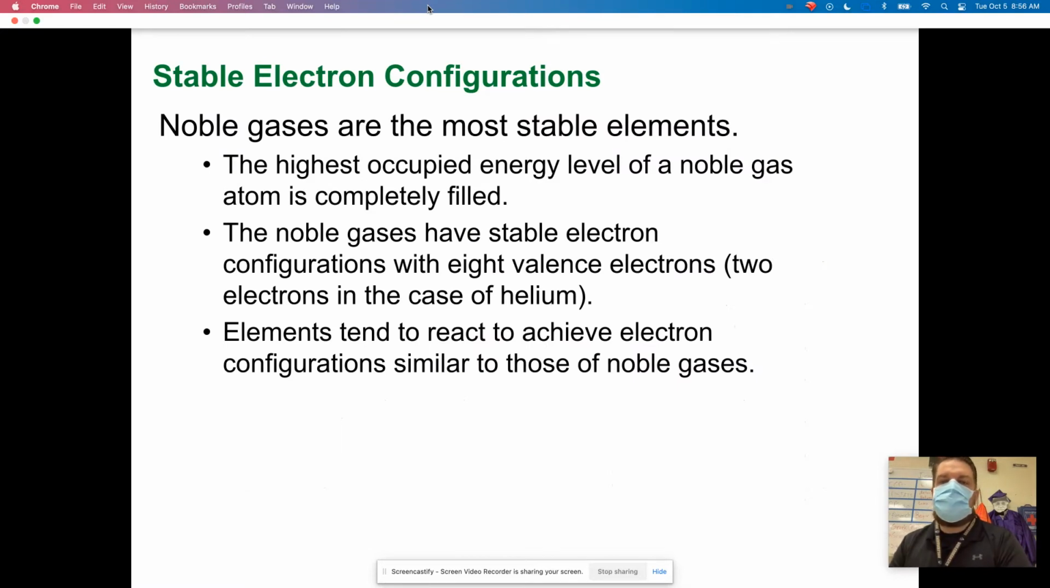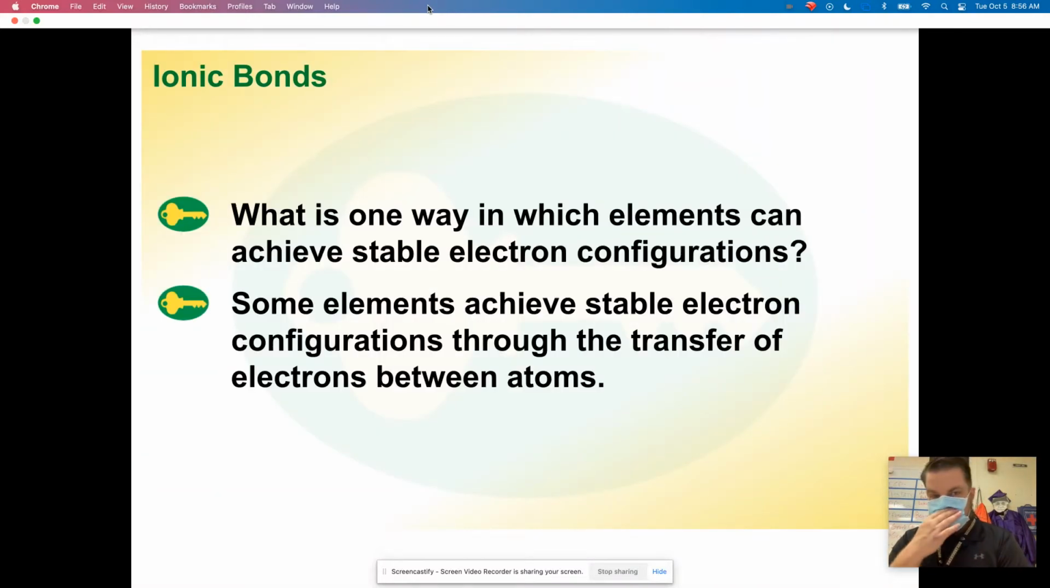The highest occupied energy level of a noble gas atom is completely filled. In other words, it has 8 valence electrons. That's the magic number. The noble gases have stable electron configurations with 8 valence electrons, 2 electrons in the case of helium, because that first ring can only hold 2 electrons, but it's stable is the point. Elements tend to react to achieve electron configurations similar to those of noble gases. So then, what is the way in which elements can achieve stable electron configurations?